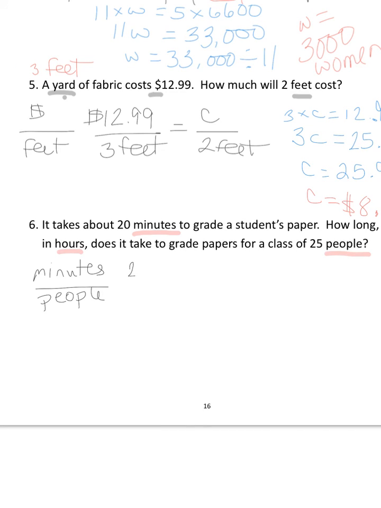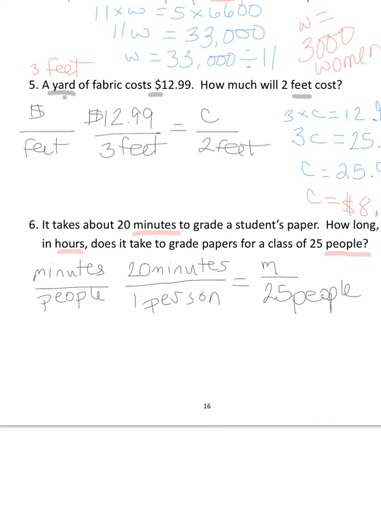So it takes 20 minutes, so that has to go up top, to grade a student's paper. A student, that indicates one person. So you can put one student or you can put one person. And we want to know how long, so the number of minutes, to grade for a class of 25 people. So we cross multiply 1 times m and 20 times 25. 1 times m is 1m, 20 times 25 is 500, and we know that 1m is the same thing as m, so we get that it's 500 minutes.